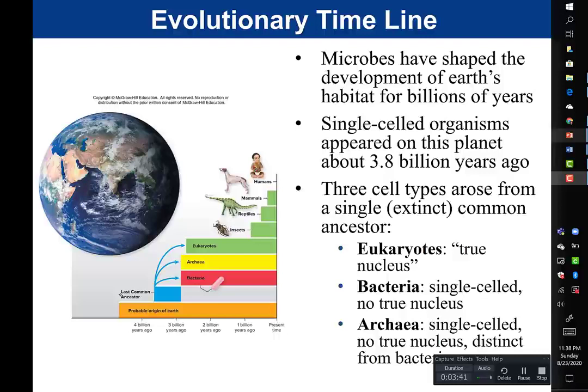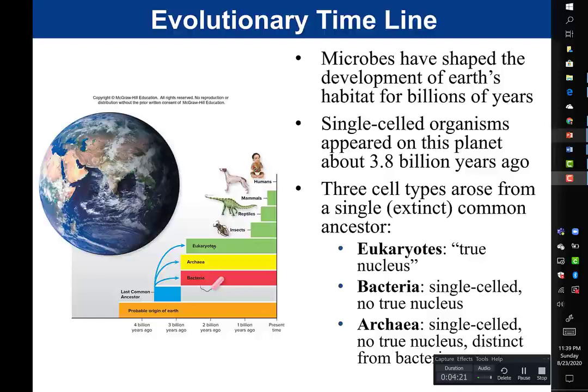Now, in terms of the first living organism, it was believed to have appeared on this planet about 3.8 billion years ago. And so that would be our first sign of life. That first sign of life is believed to have been single-celled. It was a unicellular organism. From that last common ancestor, we have branched off into 3 different cell types. So we have our eukaryotic cells. Eukaryotic is referring to true nucleus. Those are organisms that have a membrane-bound nucleus that surrounds their DNA.